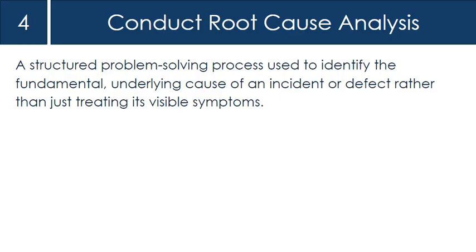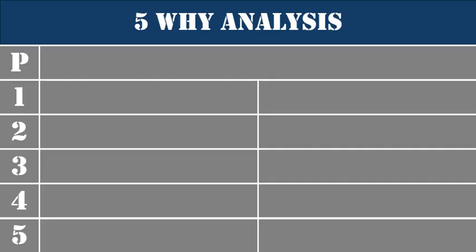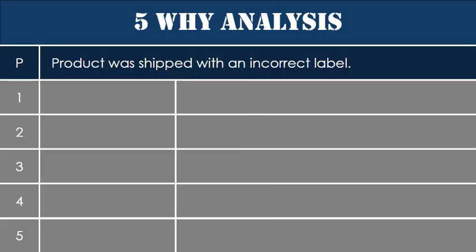Some methods for conducting a root cause analysis are 5 Why, fishbone diagram, failure mode and effects analysis, and fault tree analysis. The 5 Whys has the analysis team ask why repeatedly until the underlying cause is identified. Here is a quick example of the process. The problem is the product was shipped with an incorrect label.